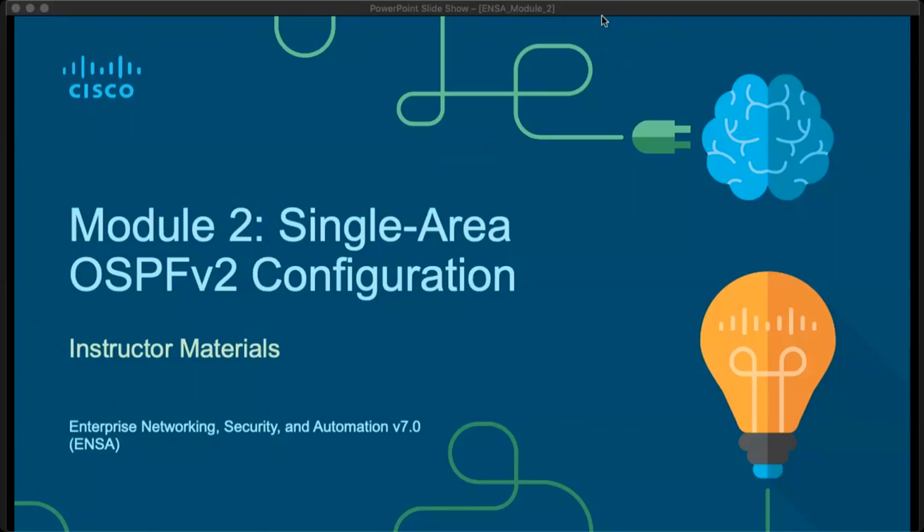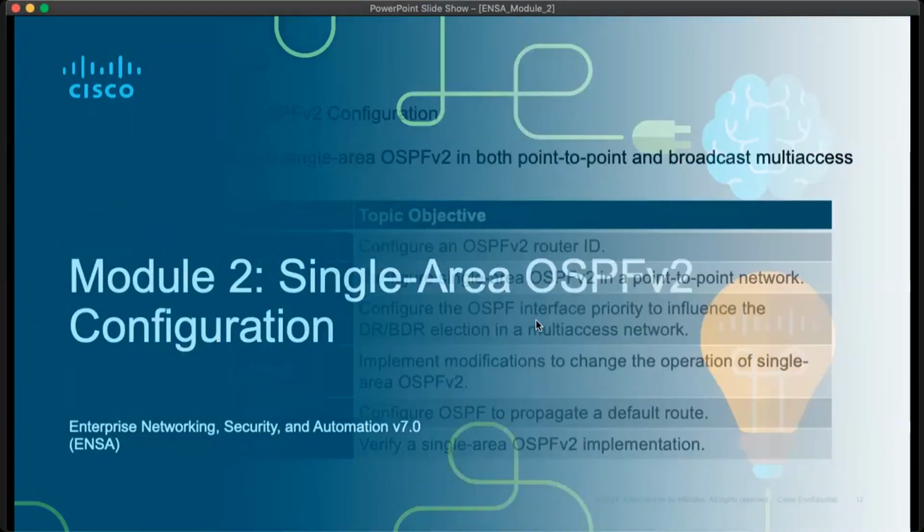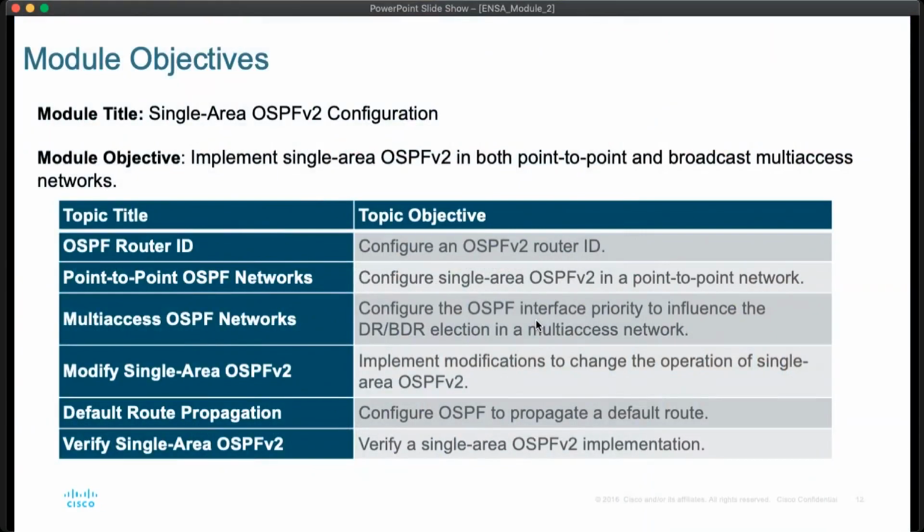So module 2, single area OSPF version 2 configuration. Okay, single area OSPF version 2 configuration.